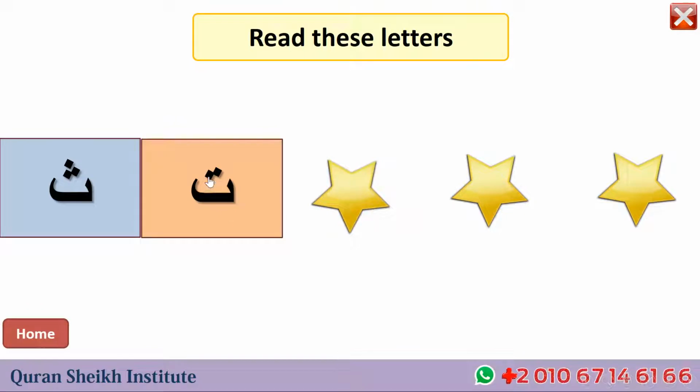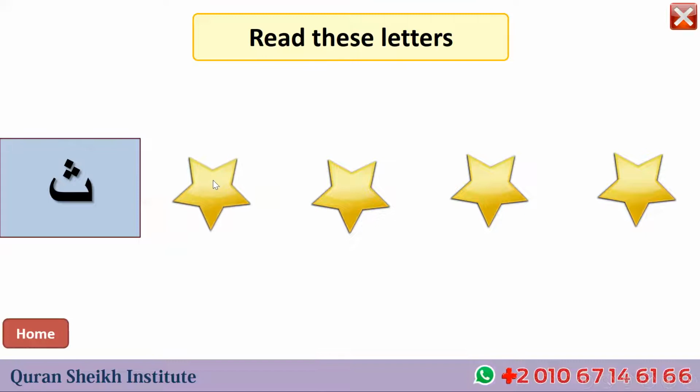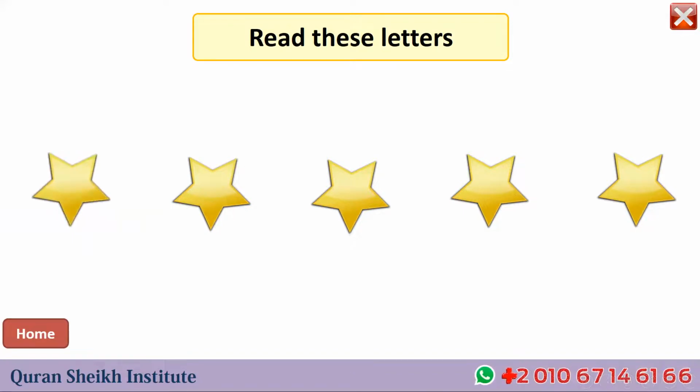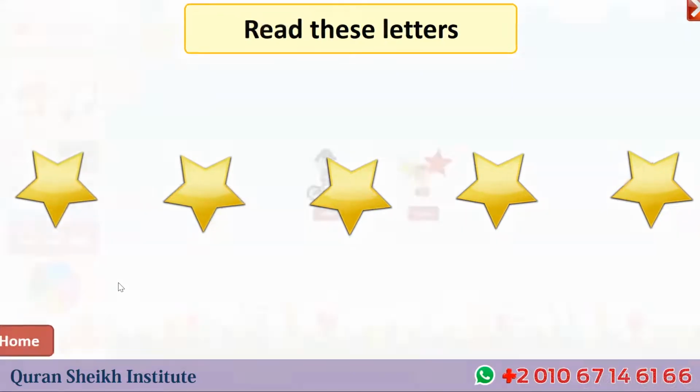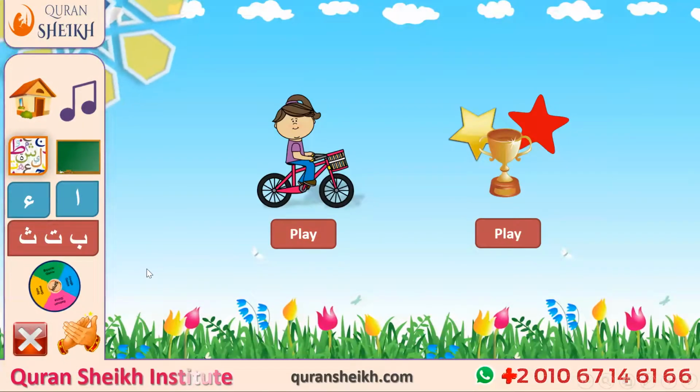And that one, two dots at the top. Ta. Yes, great. Remember that. And the last one, three dots. Three. Tha. Keep your tongue out of your teeth while you pronounce Tha. Its name is Tha. أحسنت ما شاء الله. Very good, MashaAllah. Okay.